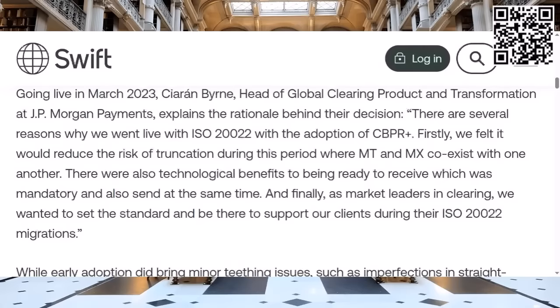It's the whole thing of, like it says, market leaders in clearing. We want to set the standard and be there to support our clients during the ISO 20022 migrations.